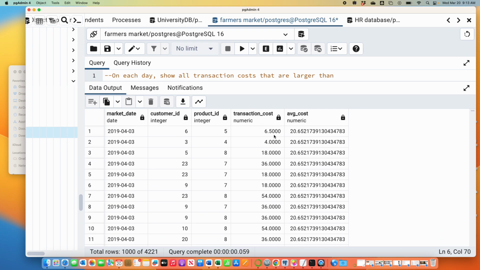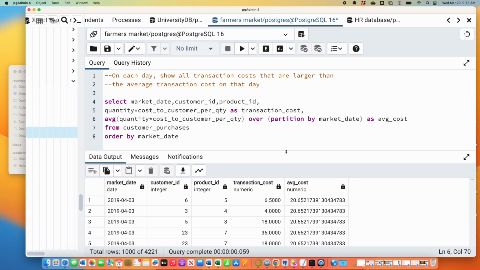But now you can start to see like this customer who spent $650, that very first entry in the table, you can see that's well below average. 36 is well above average. 54 well above average. You can just see all that. Go back down to the query. Questions about that? Is that clear how that's working?